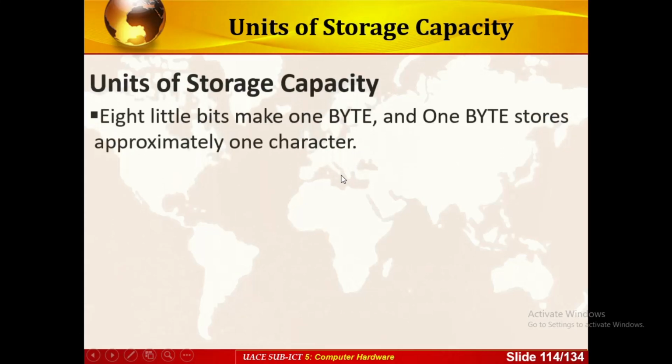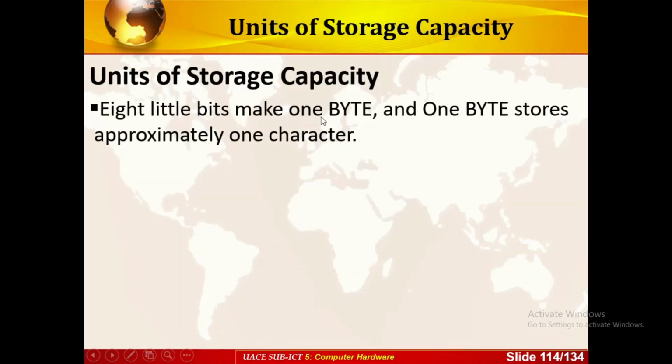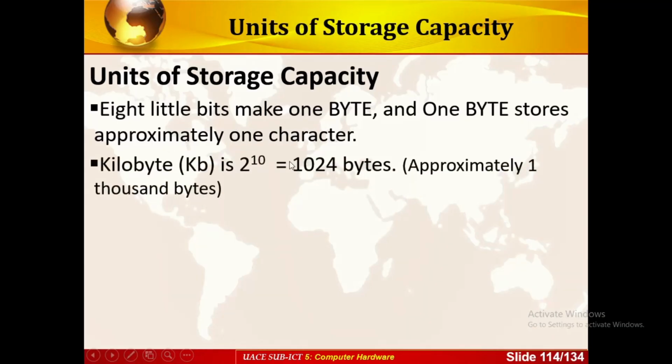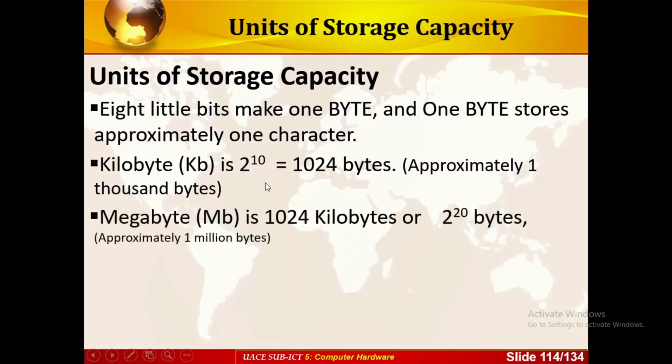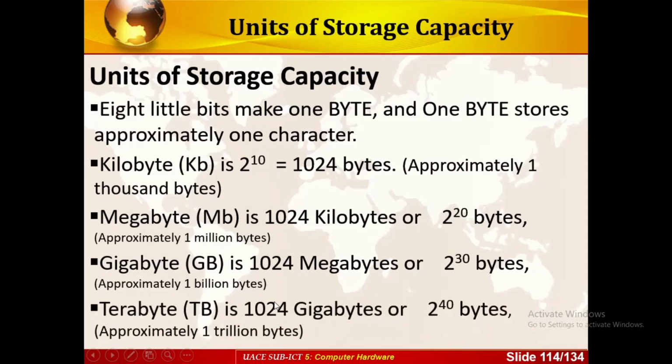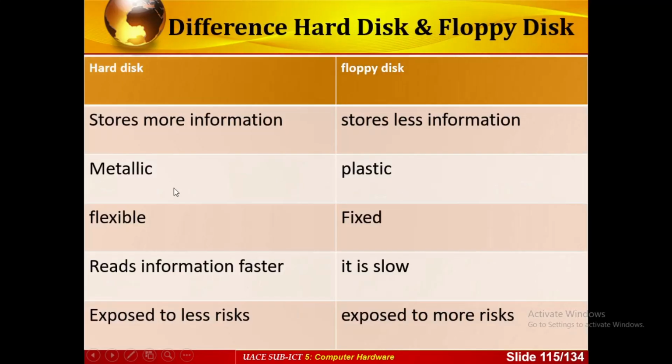We can talk of the units of storage capacity: 8 bits make 1 byte, and 1 byte stores approximately 1 character. For example, a KB is equal to 1024 bytes, and a megabyte is equal to 1024 kilobytes. And we have the gigabyte, which is equal to 1024 megabytes. Then the terabyte is equal to 1024 gigabytes. That's how we measure the capacity of storage devices.